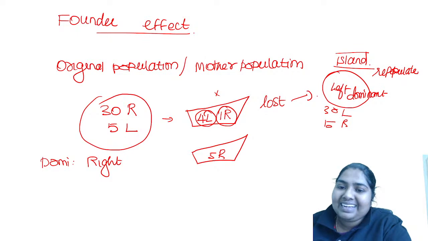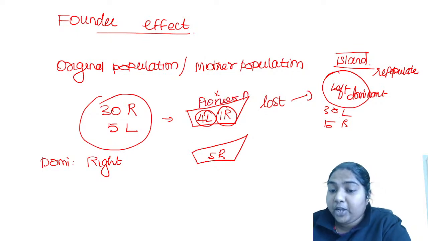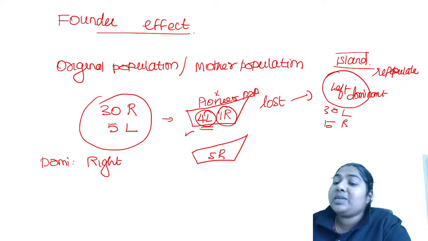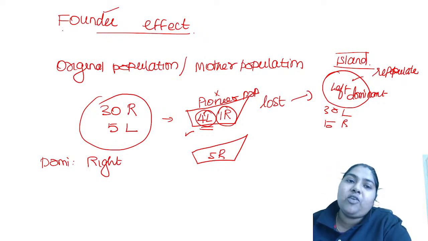This is because of the pioneer population. This pioneer population has this trait of left. That is why it is going to be more in number. Got it? Since they are pioneering, it is called the founder effect. So who is the founder? All these L became the founder now. This is what is called the founder effect.